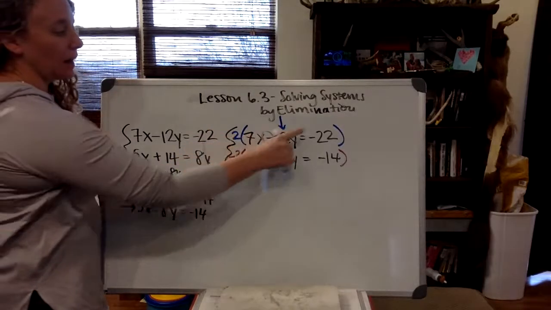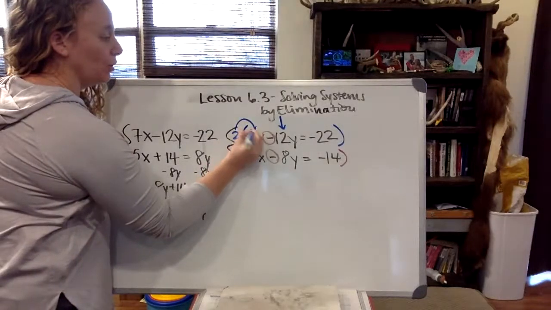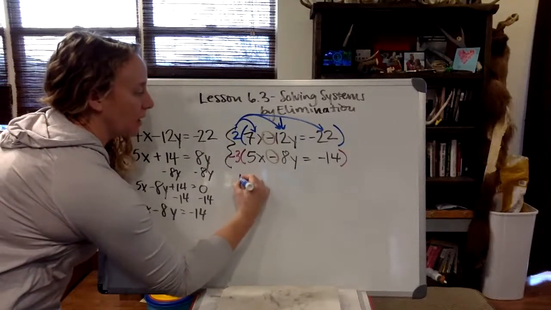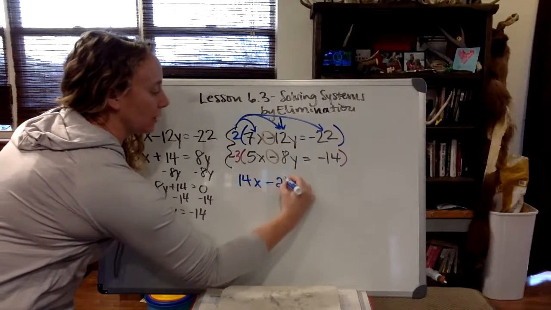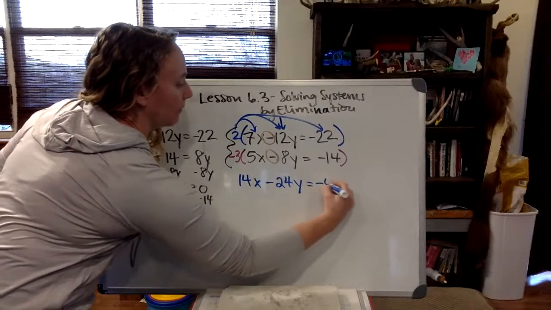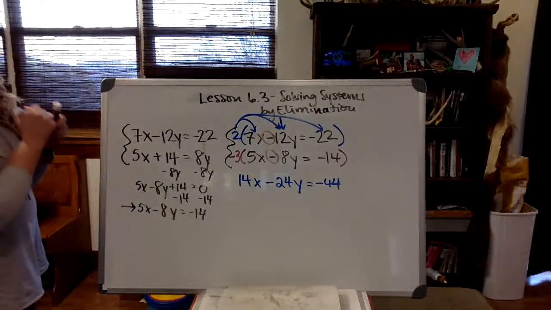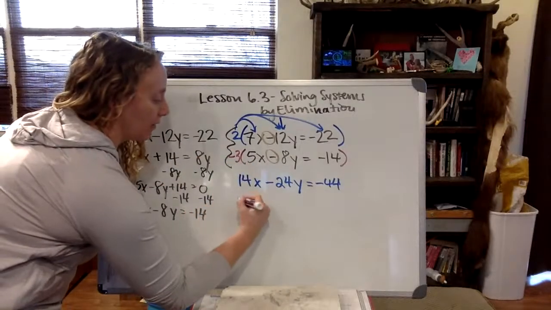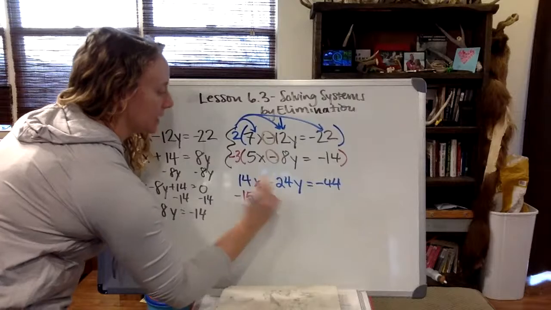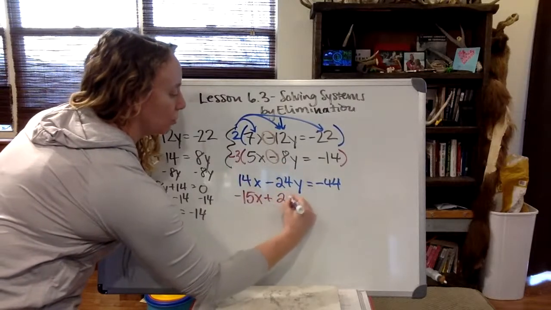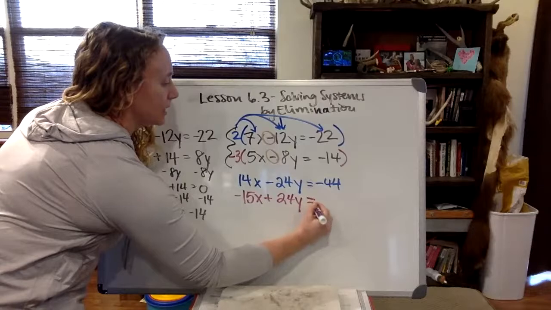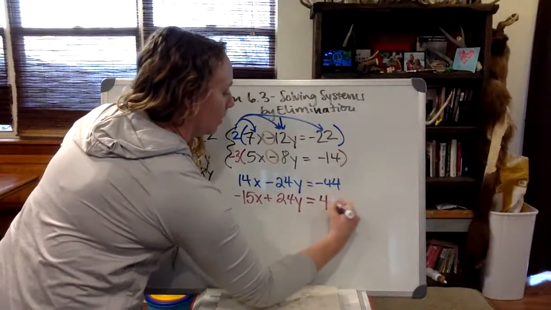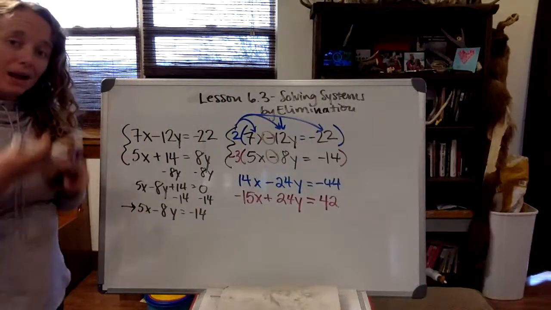So I'm going to rewrite this top equation with this 2 factored into every single one of these terms. So I'm going to rewrite this as 14x minus 24y is equal to -44. This bottom equation is going to become -3 times 5 is -15x plus 24y is equal to -3 times 14. What is that, 42? 42. And now I can actually do some work.